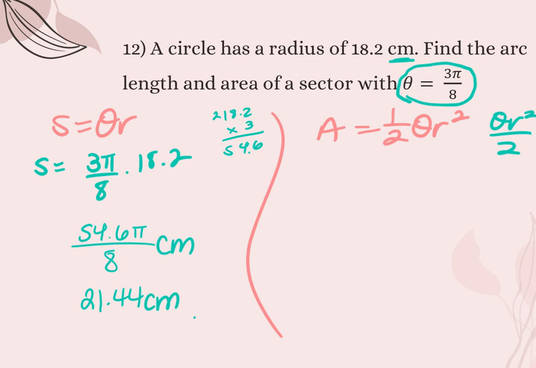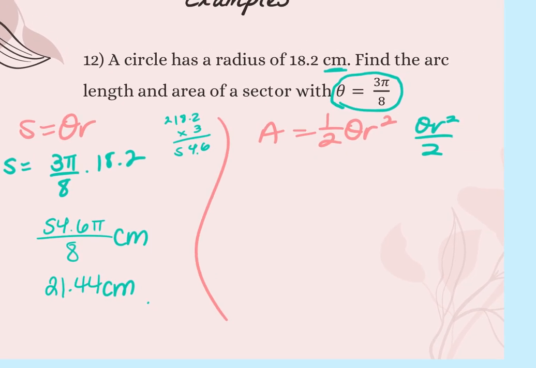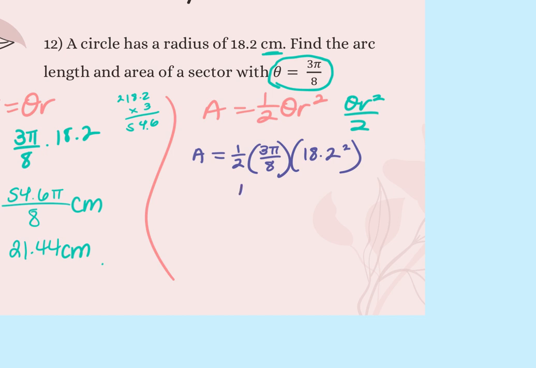All right. Area of the sector would be 1/2 theta times r squared. So it would be 1/2 my theta, which is 3 pi over 8, times 18.2 squared. 18.2 squared would be 18.2 times 18.2. I'm going to cheat and use a calculator. 3 pi over 8, because usually you would have it at that point. 331.24.